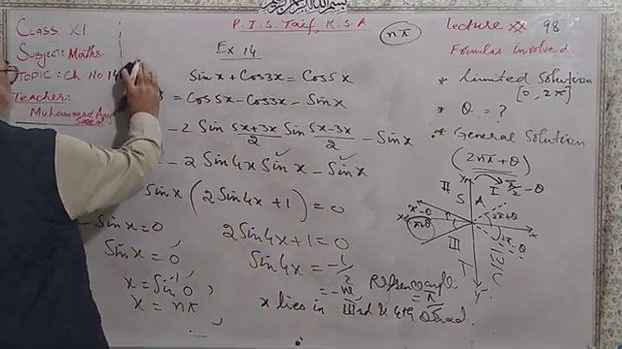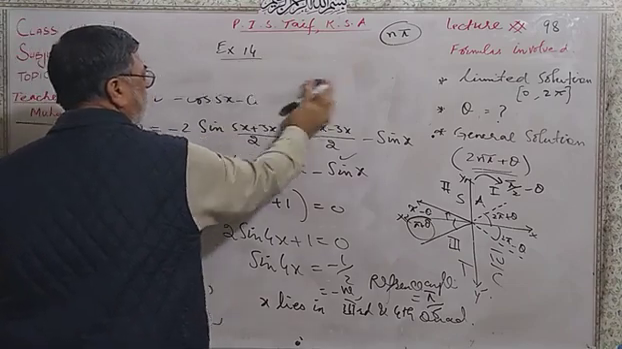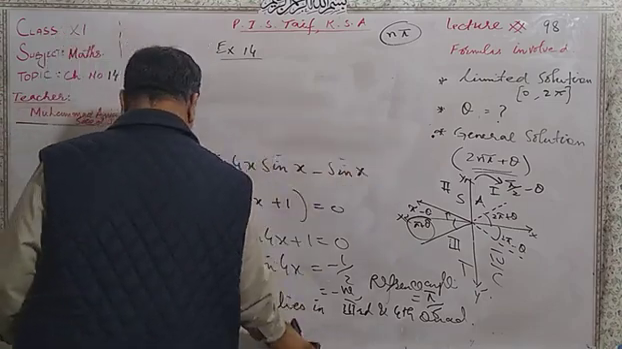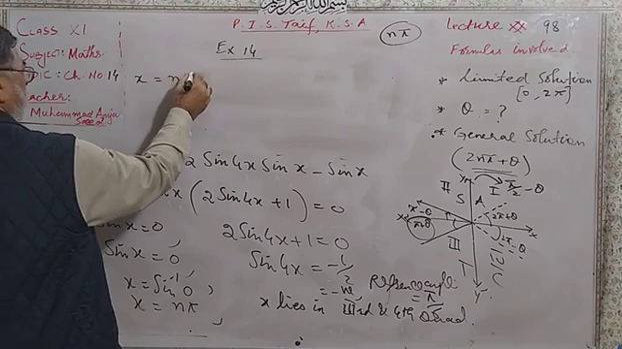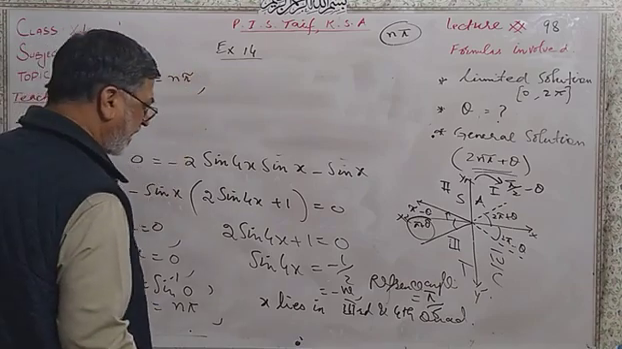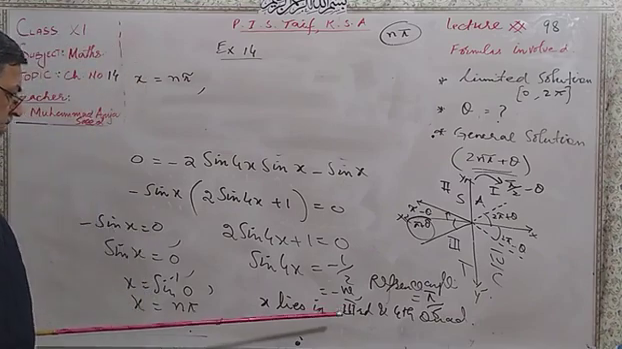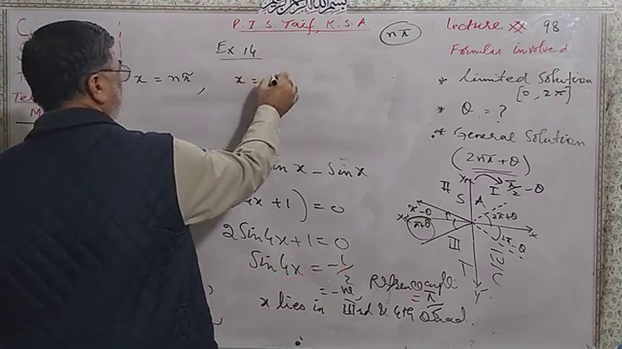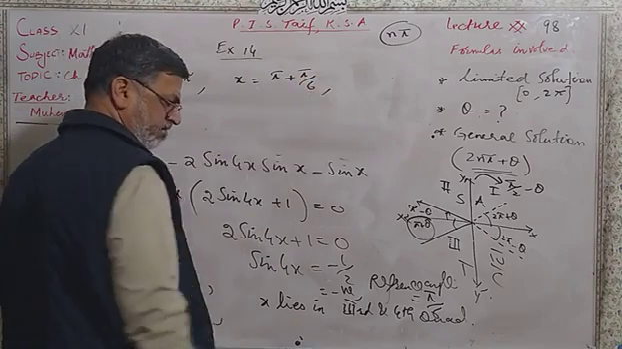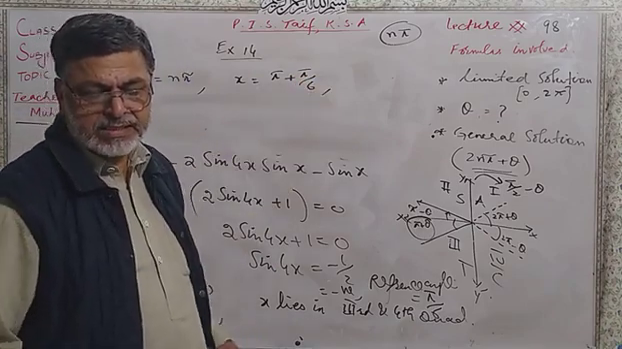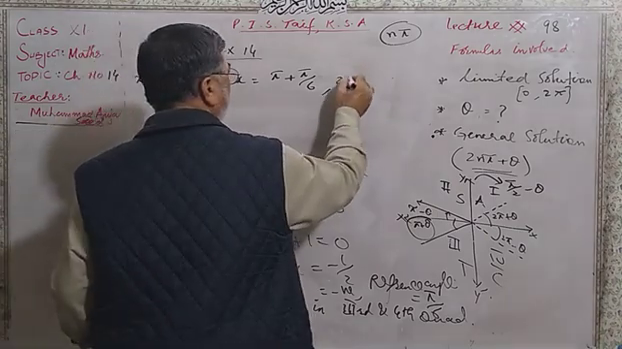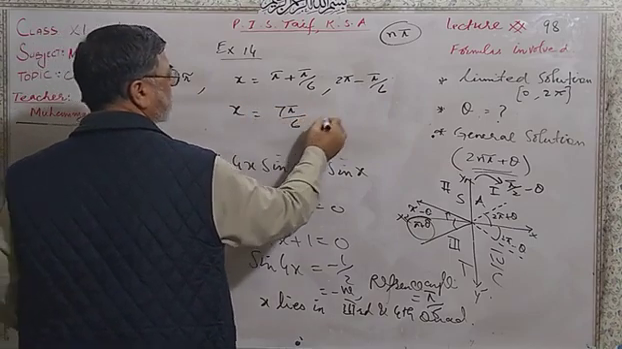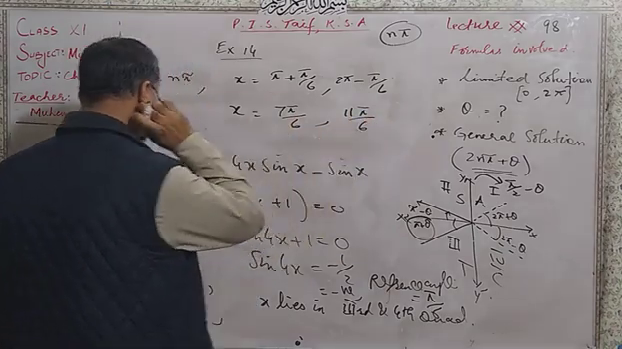So dear students, we can have x is equal to n pi. That was your first answer. And the second one is: third quadrant means pi plus pi by 6, and here is 2 pi minus pi by 6. So x is equal to 7 pi by 6 and 11 pi by 6.